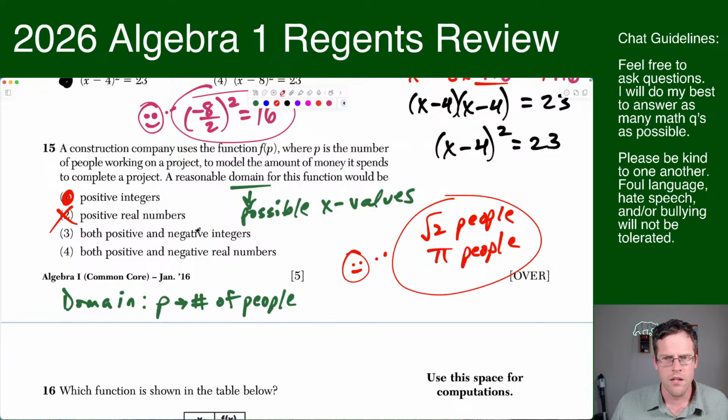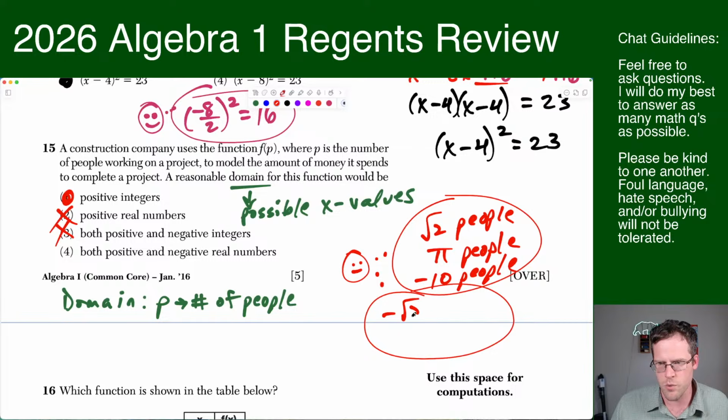So this is gone. Negative integers. No, you wouldn't say, oh, I have -10 people. Like, no, don't say that. Positive and negative real numbers. So you wouldn't say, oh, I have negative square root 2 people. That doesn't make sense.